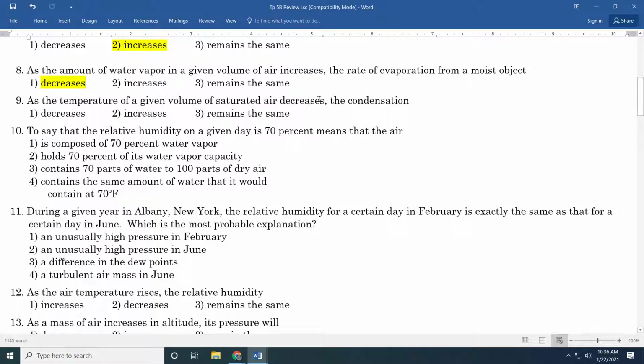Number 9. As the temperature of a given volume of saturated air decreases, the condensation will... Oh, this is a tough one. Let's say it's 70 outside and the air is saturated. Now, if I take that air that's already full and make it cool down, it can hold even less moisture. So it's going to increase the rate of condensation because, again, I like analogies. Imagine a sponge.